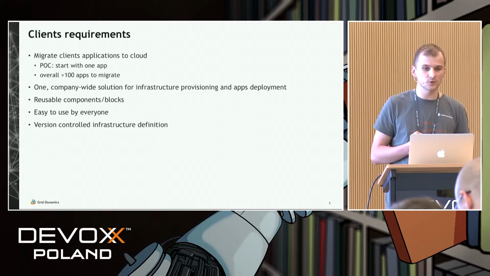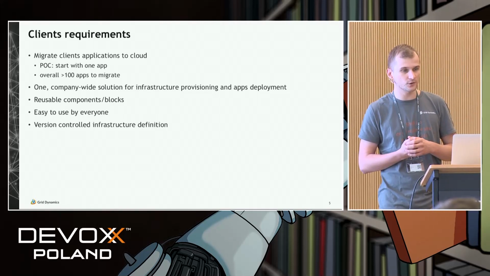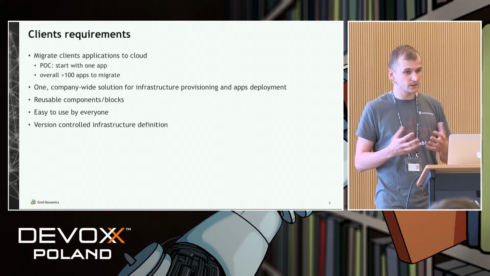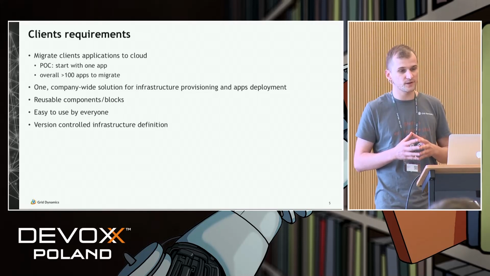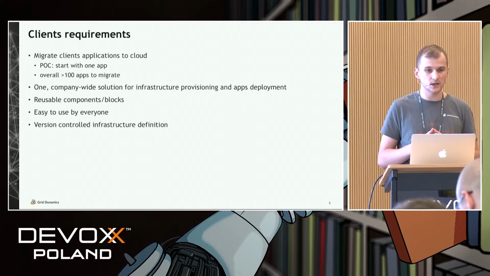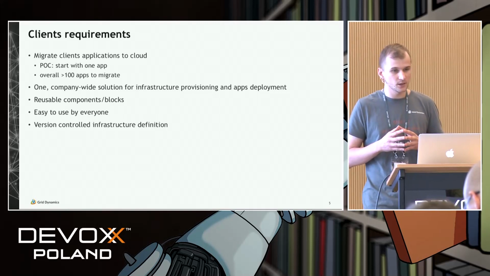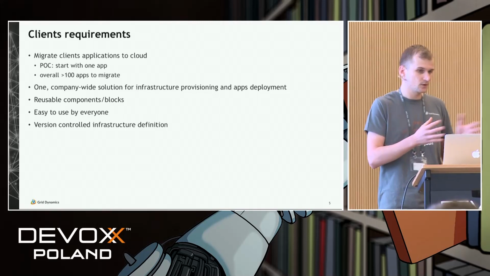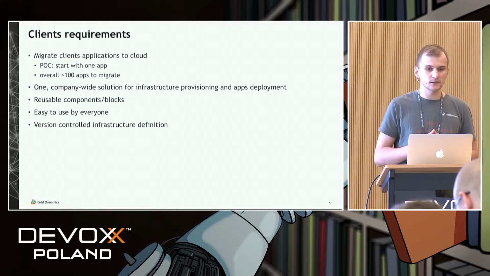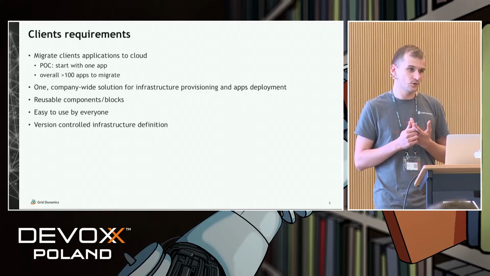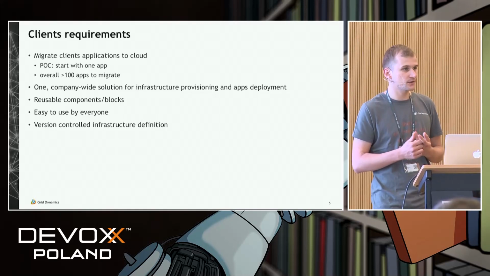Moreover, the idea was to create reusable components and blocks which can be easily used by other teams to make deployment and infrastructure provisioning faster and easier. It should be easy to use by everyone, not only by technical people, and this time by technical, I mean ops, DevOps, and administrators. Developers should be able to use it. I know developers are also technical, but not that kind of technical. And it should be version controlled, just to know who, when, and why changed something in the infrastructure definition.